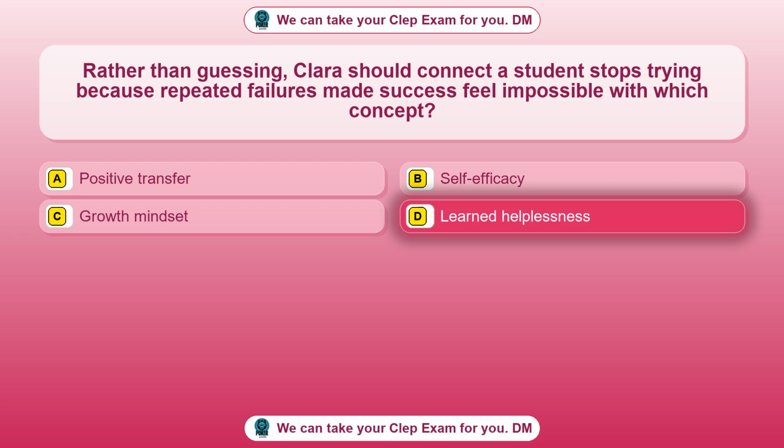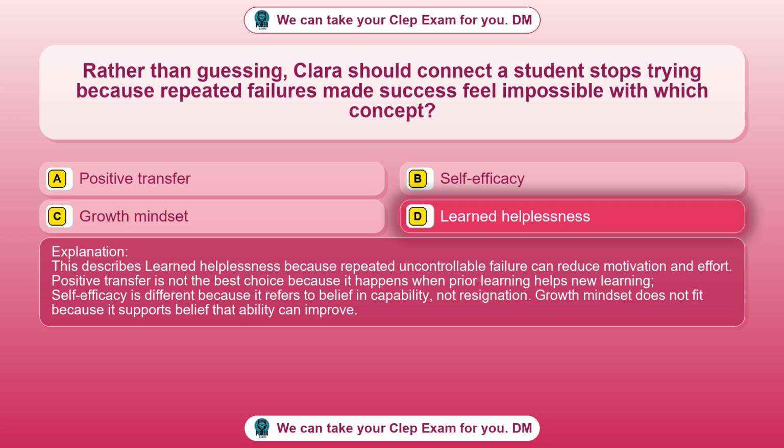Learned helplessness. This describes learned helplessness because repeated uncontrollable failure can reduce motivation and effort. Positive transfer is not the best choice because it happens when prior learning helps new learning. Self-efficacy is different because it refers to belief in capability, not resignation. Growth mindset does not fit because it supports belief that ability can improve.